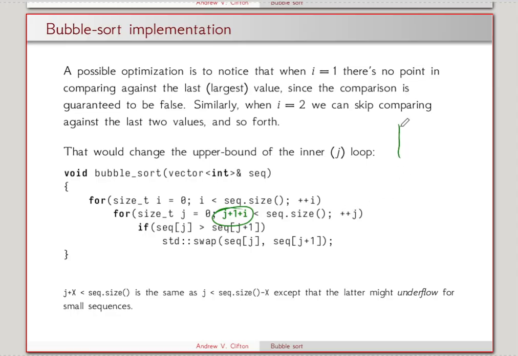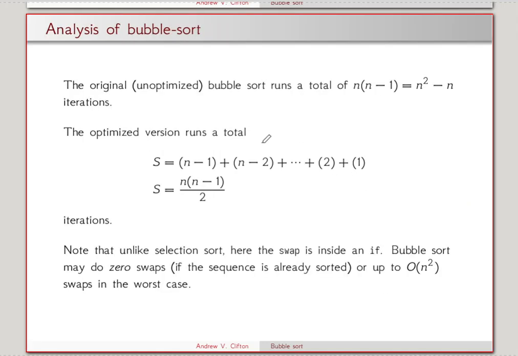That doesn't change the big O of this. The original big O is a whole n squared. This new version is n squared over 2. But in big O terms, that's exactly the same, though it is twice as fast in real world usage. This just works it out: the original version is n squared minus n. This one is n times n minus 1 over 2, which is what we saw from selection sort. So it's the same kind of thing.